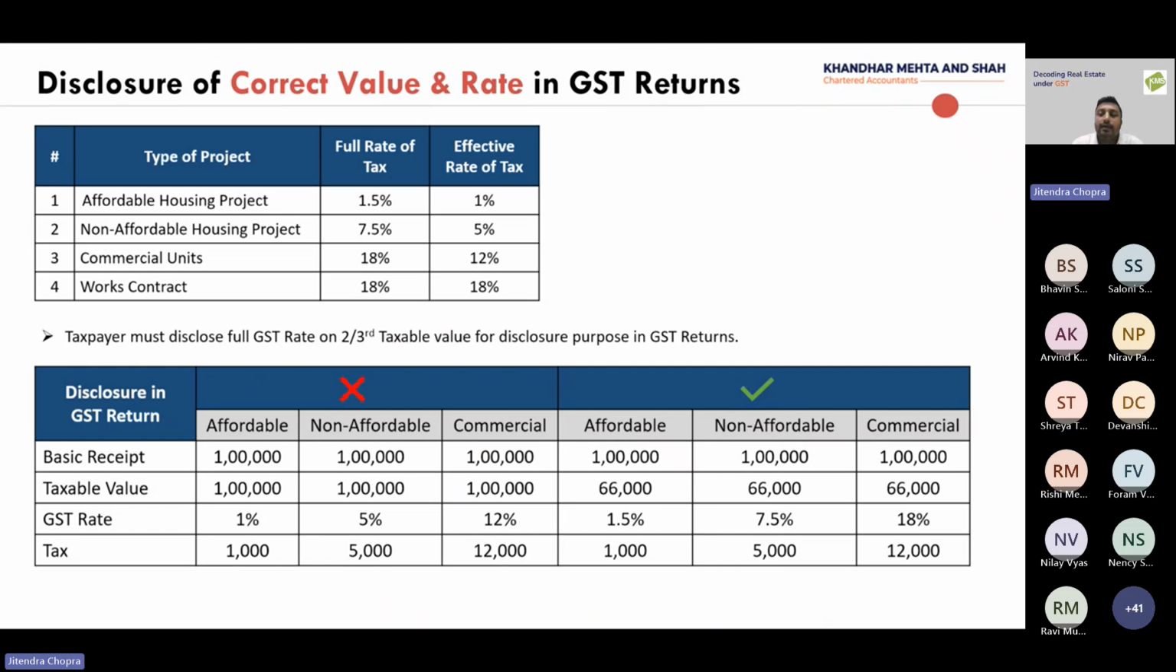So this is like a highly compliant slide. Please remember, although the effective rate may be 1, 5 or 12, the disclosure should happen at the full rate, 1.5, 7.5 and 18 on 2/3. Now, why is this important? Because if disclosure is made incorrectly, system reconciliation mismatches happen, the department issues notices, and annual return mismatches arise.